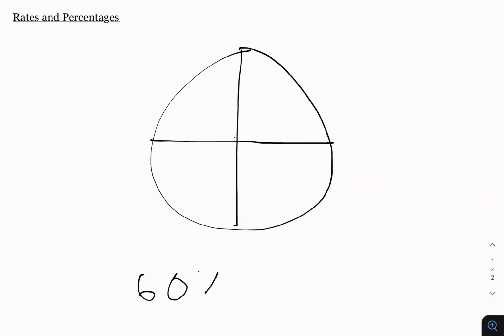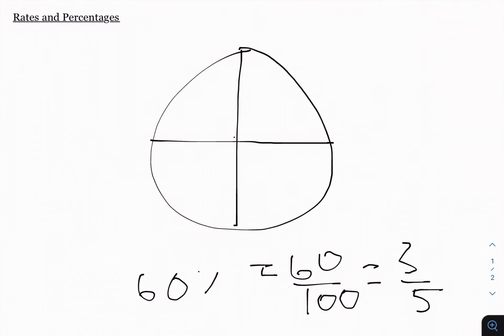So all we need to do is just 60 out of 100, as 60 out of 100 is 60%, or 0.6 as a decimal. Make this into a smaller fraction, simplifying it to 3/5 of the pizza is left.